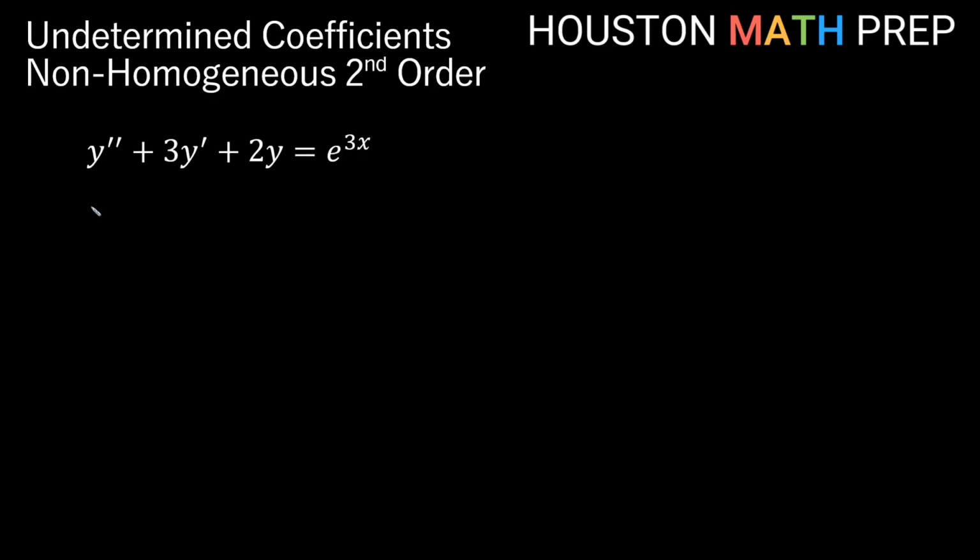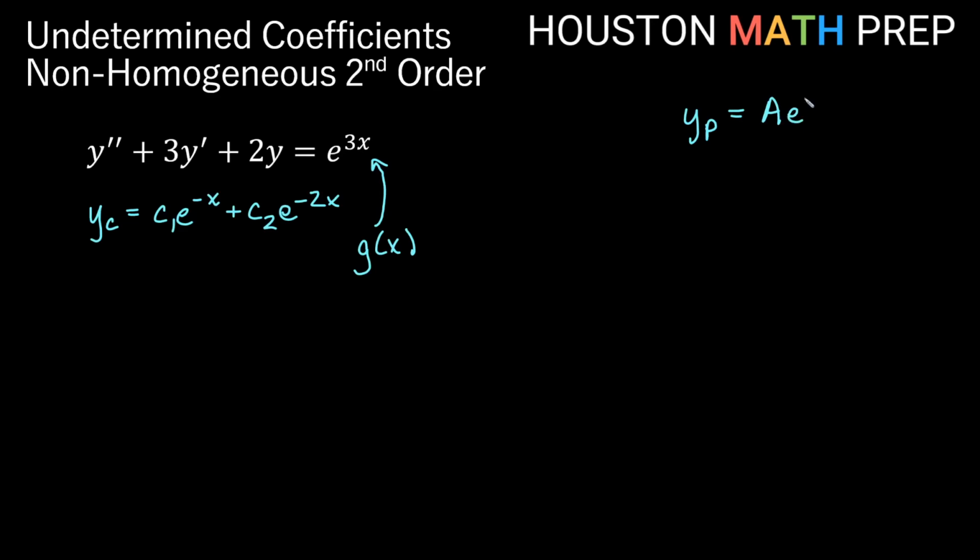Looking at our next one here, we'll have the same complementary function that we've had in all the other ones. So y sub c is c1 e to the negative x plus c2 e to the negative 2x. Here our g of x is e to the 3x. So remember, the idea with the form is what function in some multiples of its first and second derivatives will give us e to the 3x maybe, and that would be some multiple of e to the 3x.